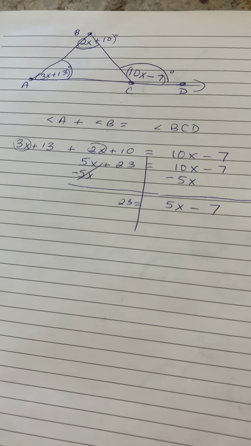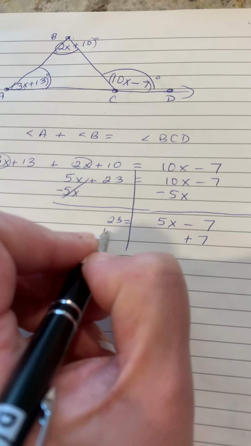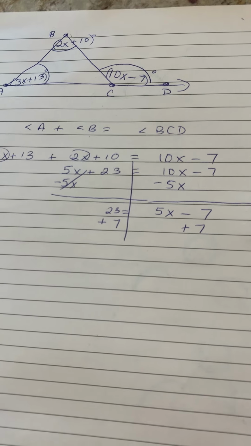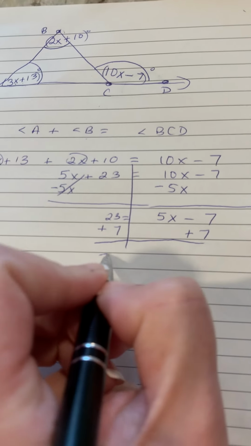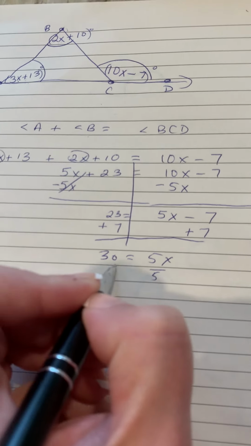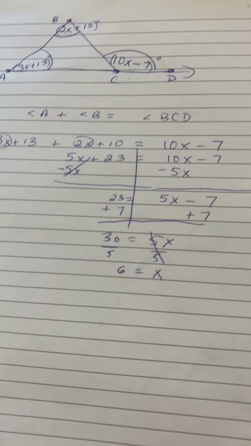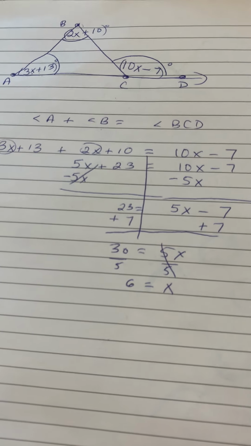I'm then going to solve for x by adding 7 to both sides. If I add 7 to 23, I get 30. So 30 equals 5x. Dividing by 5 to isolate x, I'm left with x equals 6. So again, that's my x value. That's not my angle, that's my x value.